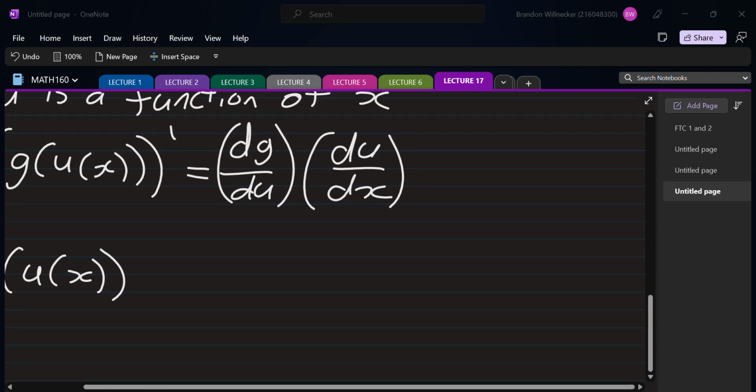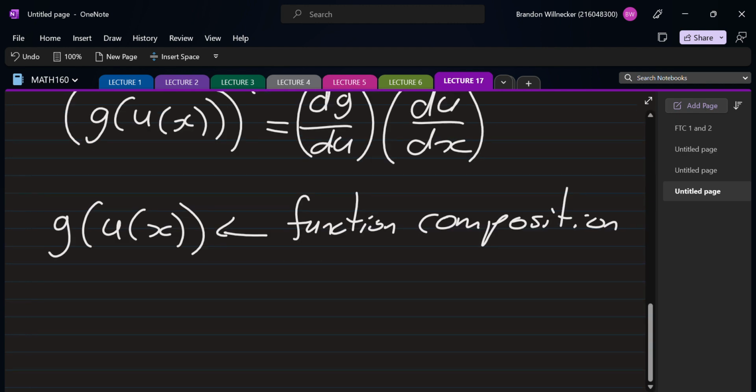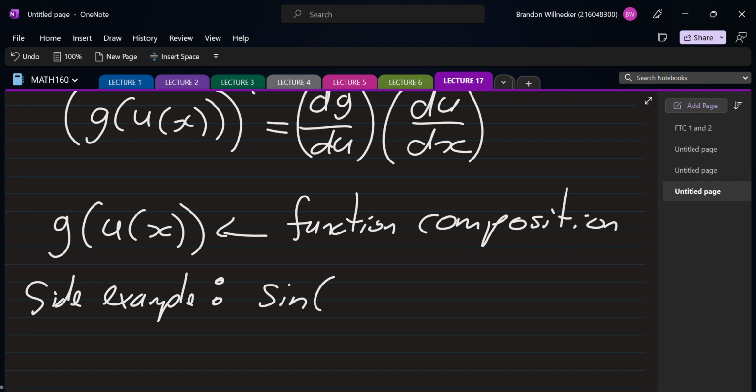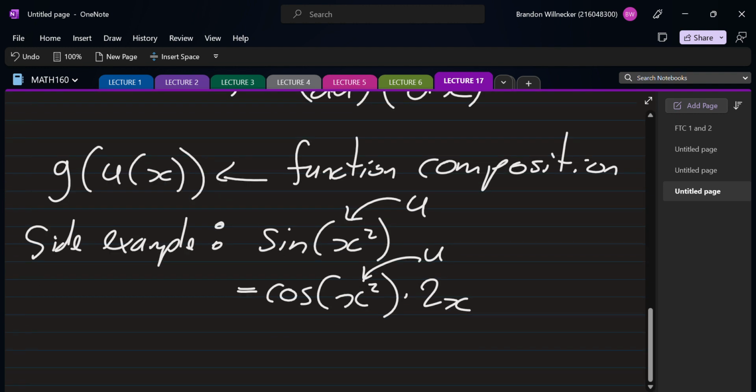Here is a function composition. Let's do a little side example. Let's say we had sine of x squared. We've seen this before. We want to take the derivative. We take the derivative of the outside function, that will be cos. We leave the inside part alone, multiplied by the derivative of the inside part, which is 2x. So all we're doing here is saying that this inside part is u. So it will be cos of u, and then du by dx.